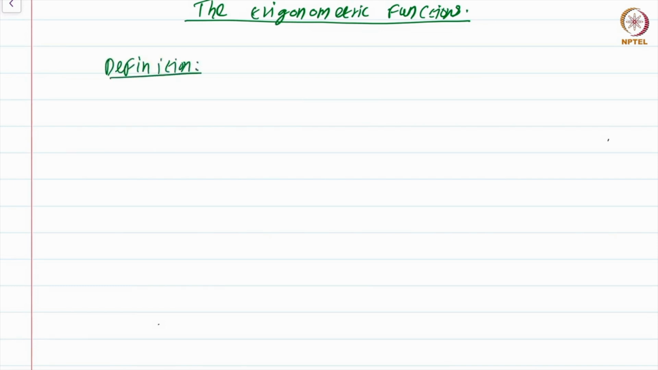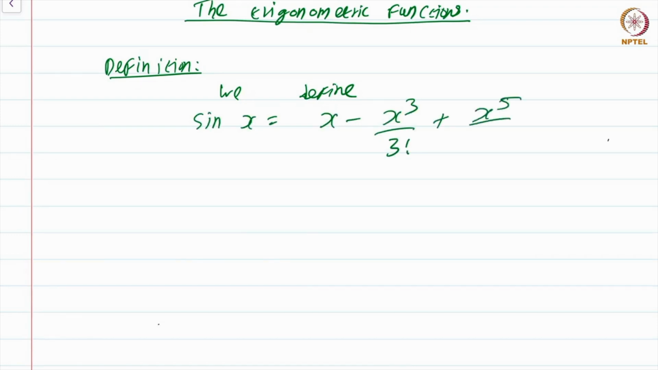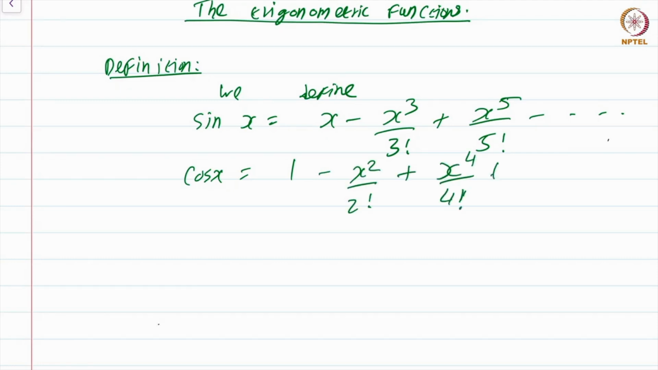We define sin x to be x minus x cube by 3 factorial plus x power 5 by 5 factorial minus plus, and so on. And similarly we define cos x to be 1 minus x squared by 2 factorial plus x power 4 by 4 factorial minus plus dot dot dot. Again the signs will change alternatingly.